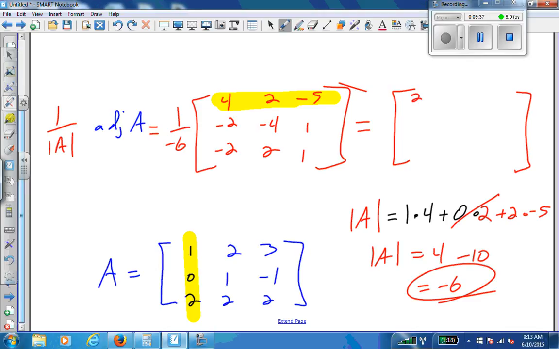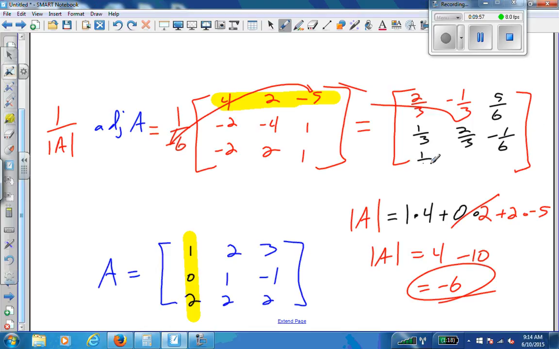Oops, don't want to erase that much. Negative and negative is a positive, 5/6. The next row, we get 1/3, 2/3, -1/6. And then the next one, 1/3, -1/3, negative 1/6. So that should be the inverse of A.